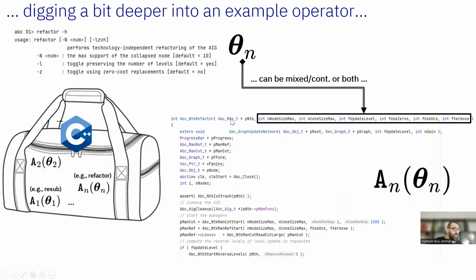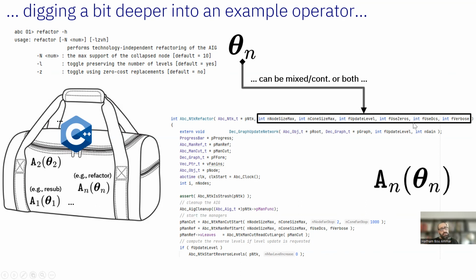This operator takes some inputs which are like pointers to where you want to execute these things. But it also takes this set of parameters, like the node size max, the cone size max, the update level, the F0s, the verbose, whatever. And those hyperparameters could be mixed. For example, what you see here could vary from Boolean to integers, and could also be continuous values. Then it will execute certain things depending on the choice of this theta n.